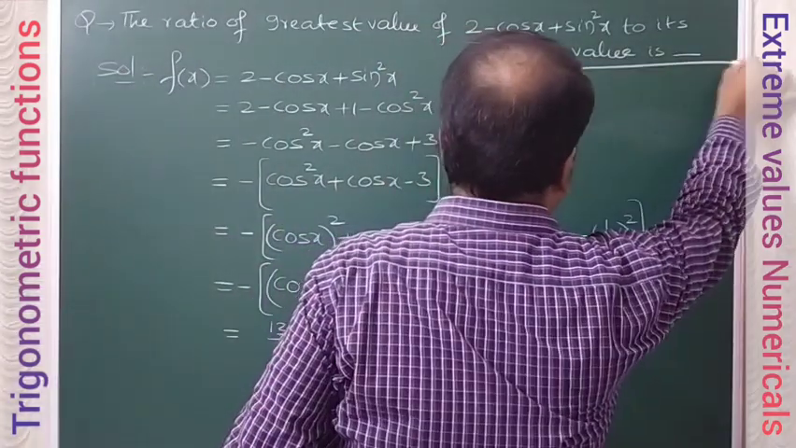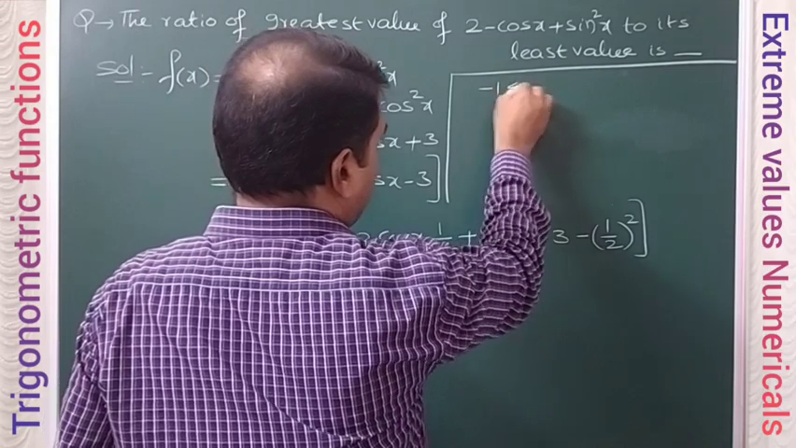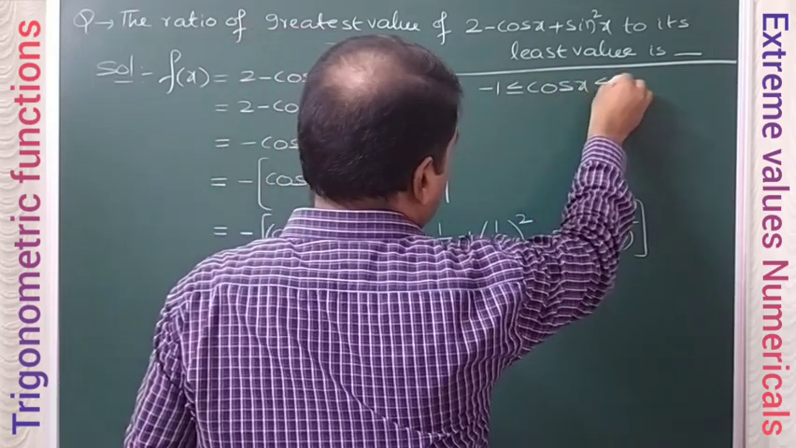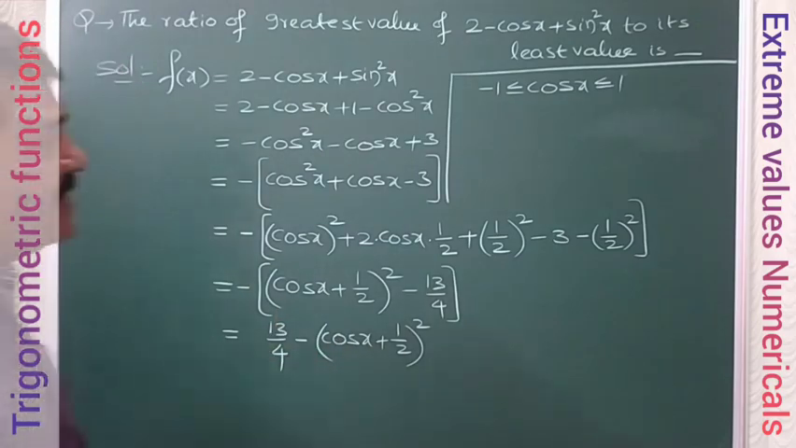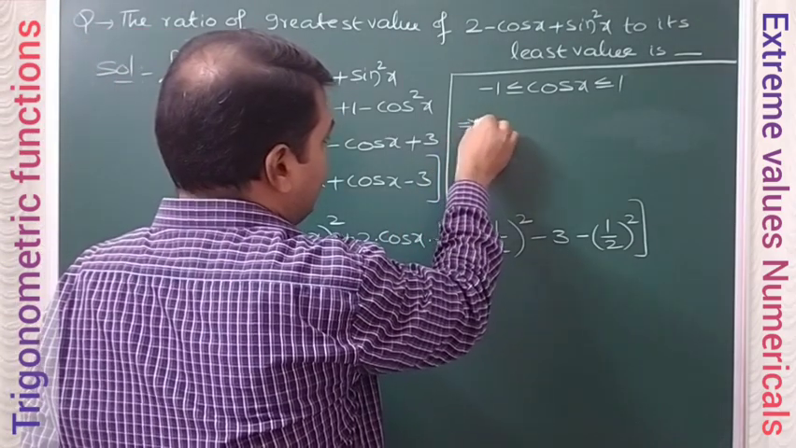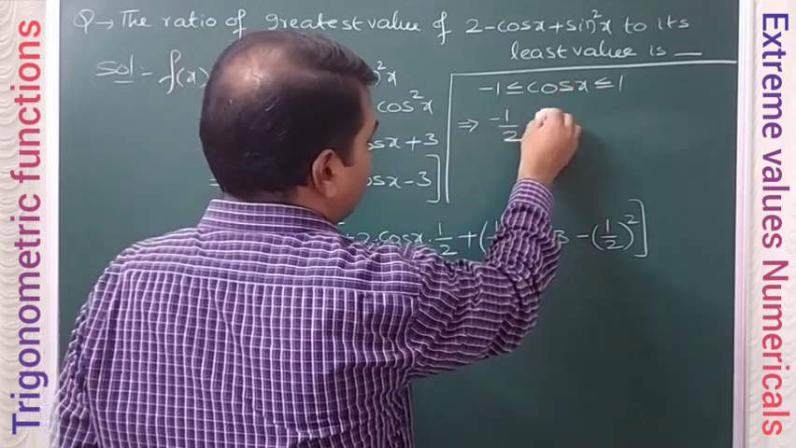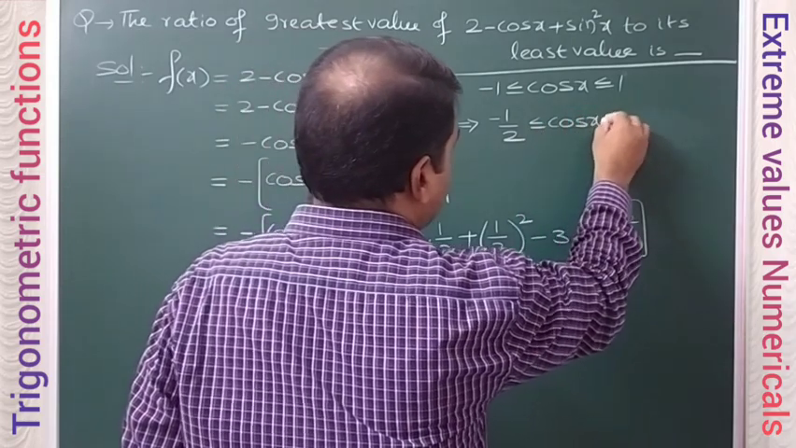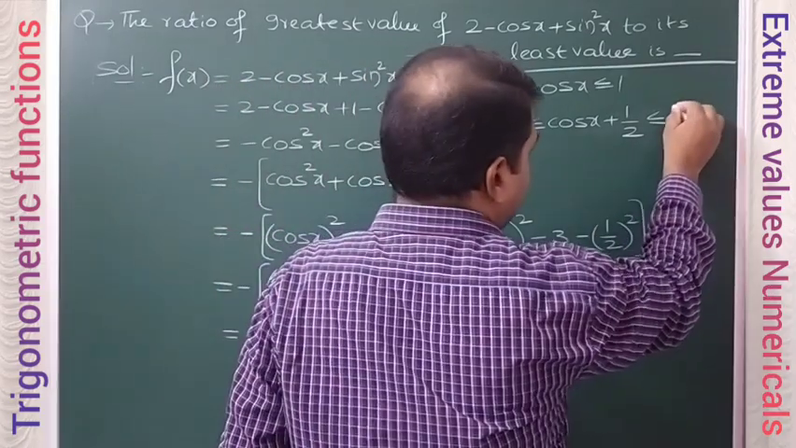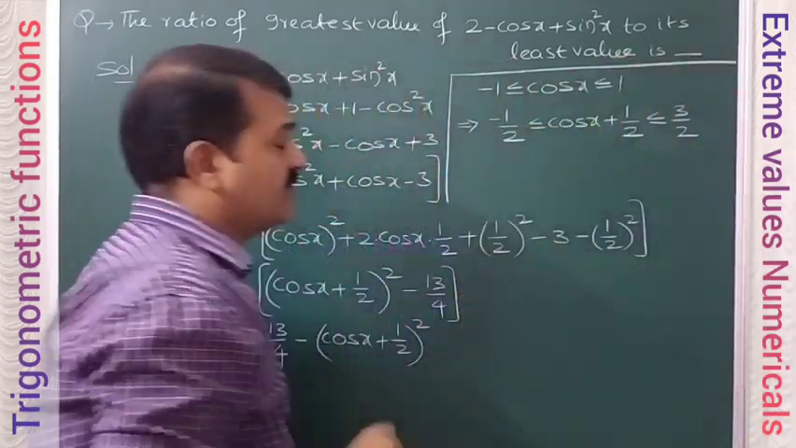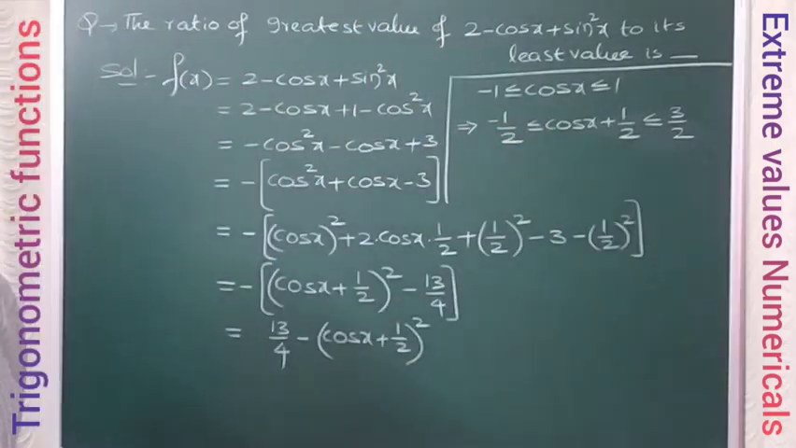So I will try to write here. We know that cos x lies between -1 and 1. This is the range of cos x. Now cos x + 1/2 is there, so add 1/2. When you add 1/2 to -1, you get -1/2, so -1/2 ≤ cos x + 1/2 ≤ 1 + 1/2, that means 3/2. So cos x + 1/2 lies in this interval.